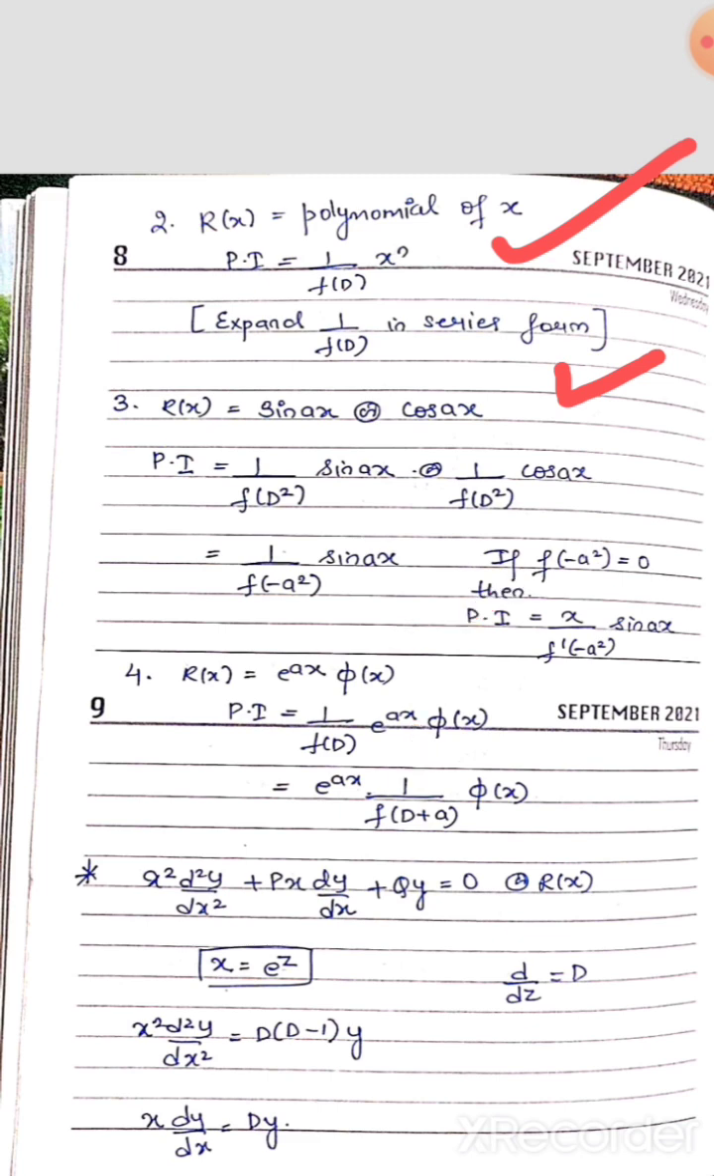Okay. Now next, if R of x is of the form e to the power of ax into phi of x, then the particular integral will be 1 by f of D, e to the power of ax phi of x. Then it becomes e to the power of ax, 1 by f of D plus a, phi of x. Just simplify it, you will get the further answer.